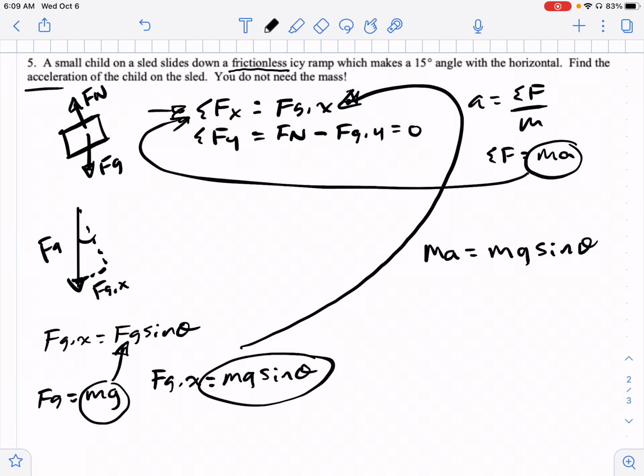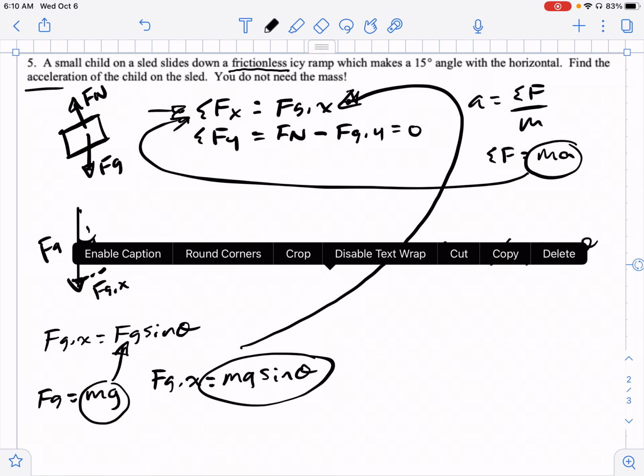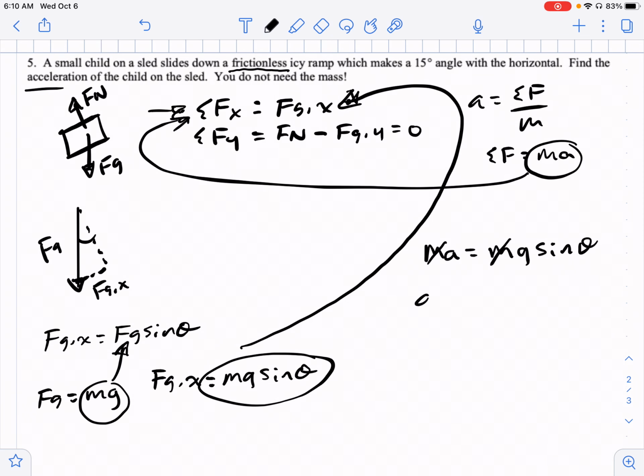And if we look at it, both sides of our problem have mass, so that cancels out. And so that just leaves the acceleration, which is equal to g sine theta. And so now we can plug in. G we'll plug in 10, sine, and then your angle, which is 15 degrees. So this small child here has an acceleration of 2.6 meters per second squared.